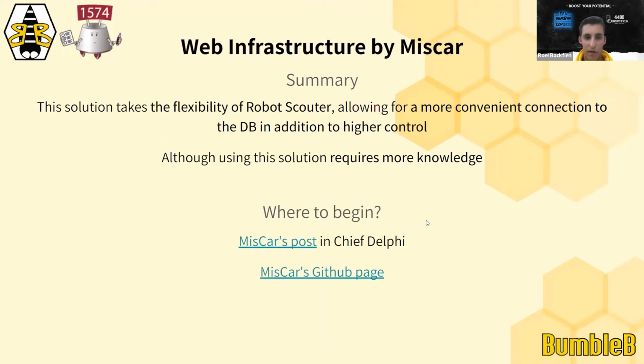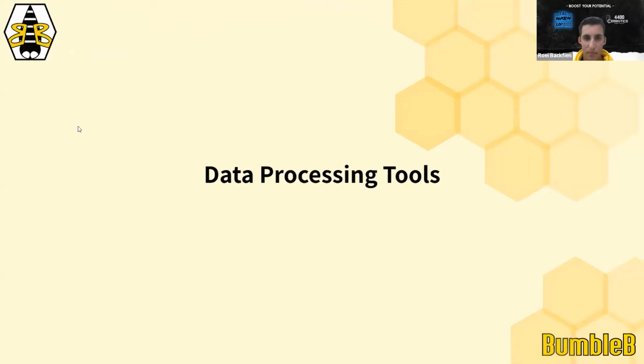So how to start with MISCAR's web infrastructure? They have a post in Chief Delphi, which has all the information about their app. And they also have a GitHub page with the source code for the app, which you can use. It's very useful, very easy to use and helpful.